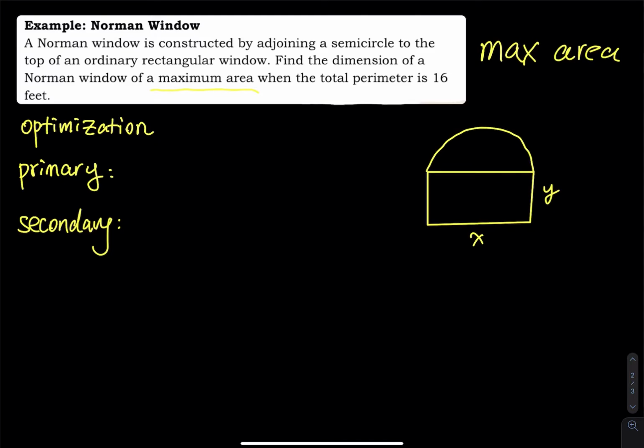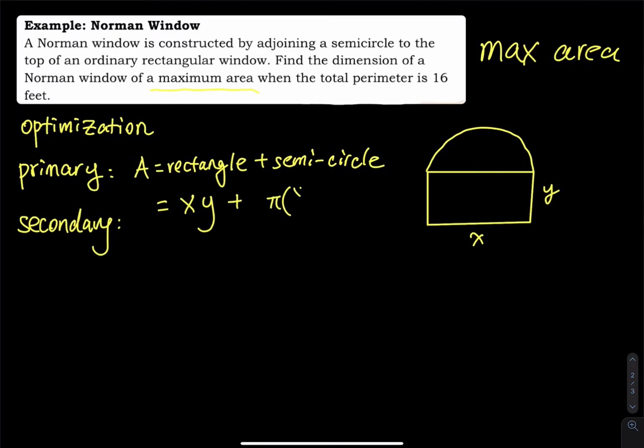So the area is equal to the rectangle plus the semicircle. Based on the picture, how do you find the area of a rectangle? It is base times height, so that is x times y. And the area of a full circle is pi times radius squared. In this case, the radius is half of x, so you have to add pi times half of x, squared.